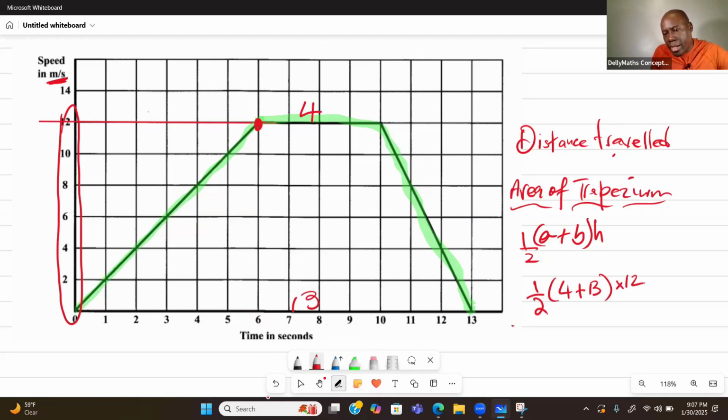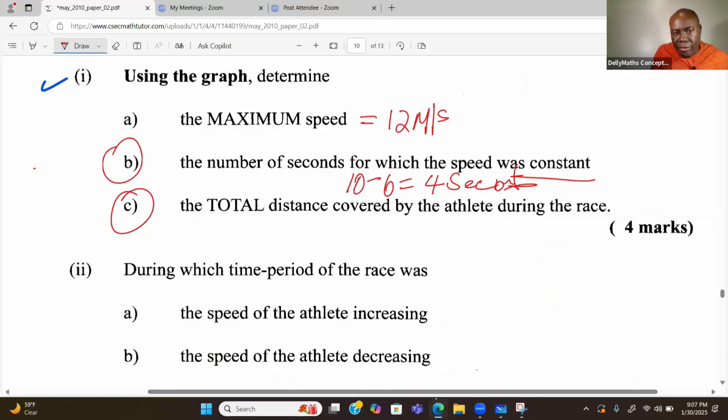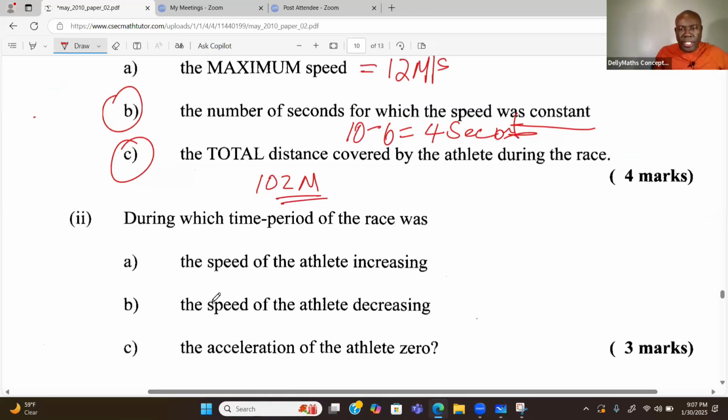We could work it out whichever way. 2 into 12 is 6. Inside the bracket, we're going to have 13 plus 4, that's 17. And we multiply this by 6. So we're getting 17 times 6, that's 102 meters. So let's drop that in. For the total distance covered, it's going to be 102, and the unit was meters. So 102 meters was covered. All right, let's take a look at the other question here.